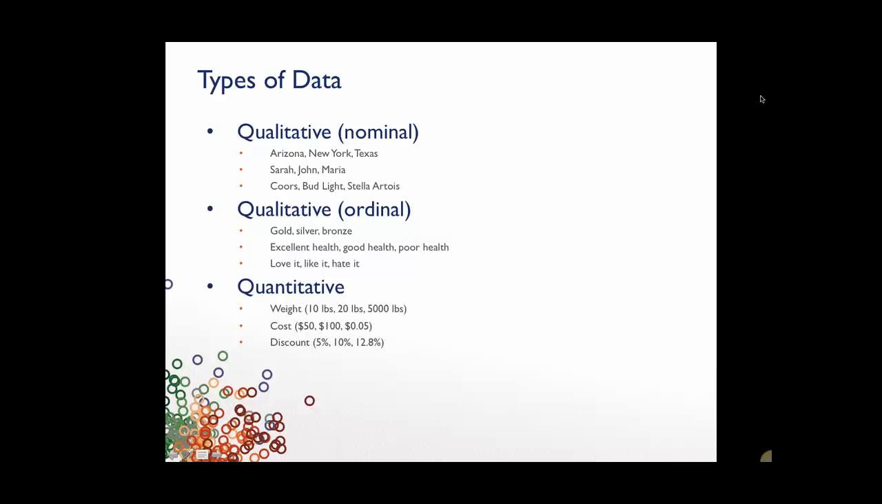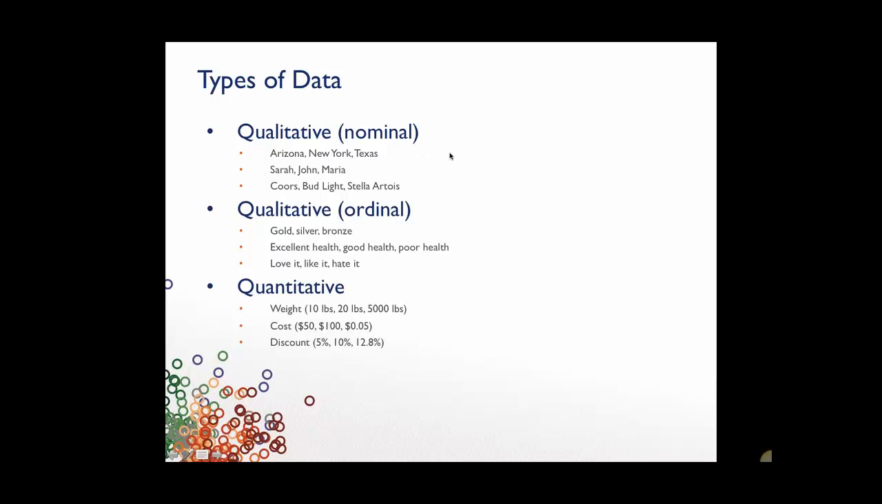So I want to start out by walking through the three key types of data. There's two types of qualitative data and one type of quantitative data. Qualitative data is essentially categorical data, and that can be broken up into nominal data. These are categories that are related to each other but not ranked in any way. So you've got states like Arizona, New York, Texas, names, Sarah, John, Maria, and types of beer.